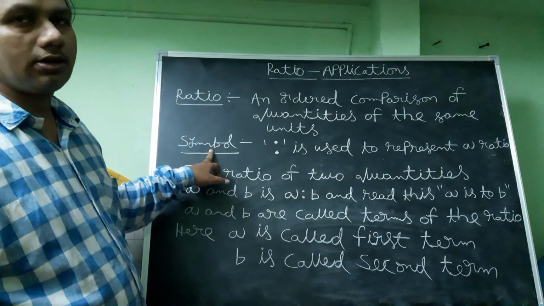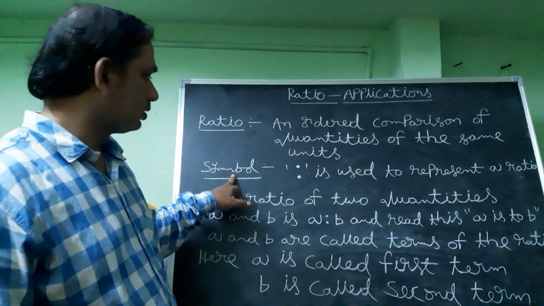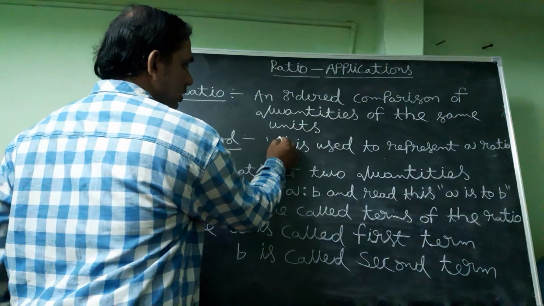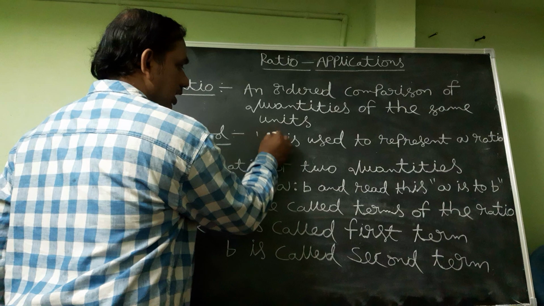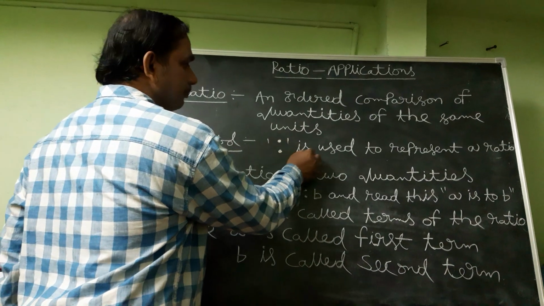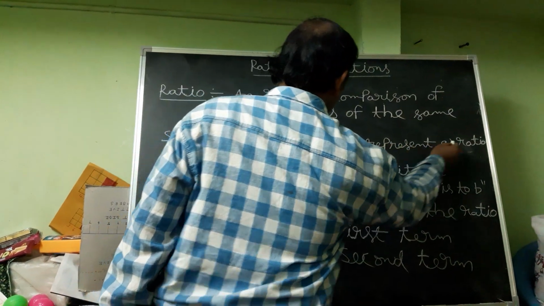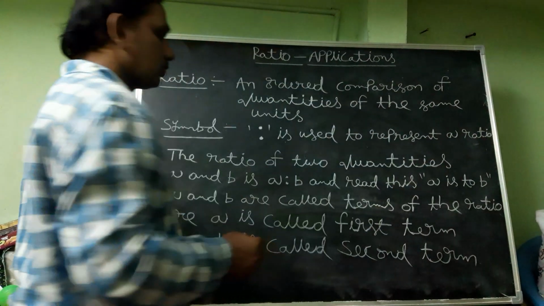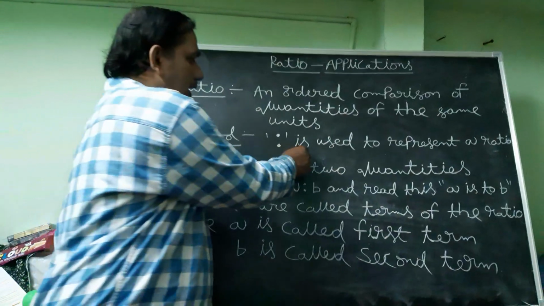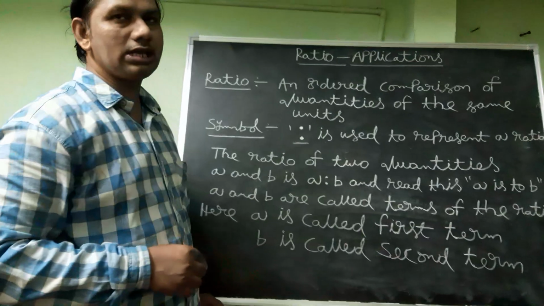Which symbol do we use to represent the ratio? Here, two dots are there. This is one dot, another one is the dot. This symbol is used to represent a ratio. So we will use this symbol to represent the ratio.